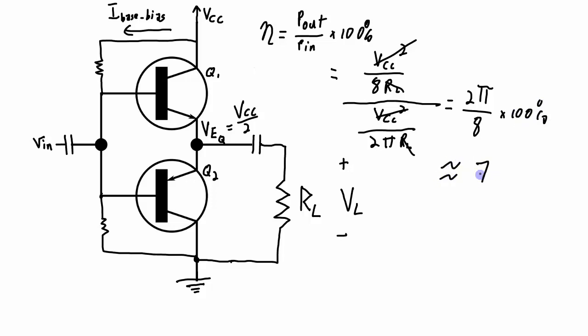Which is approximately 78.5%. And this maximum efficiency occurs when I have the maximum swing across RL, so going up to VCC over 2 and down to negative VCC over 2. And also when I assume that the power that is used by my resistors over here is all ignored.